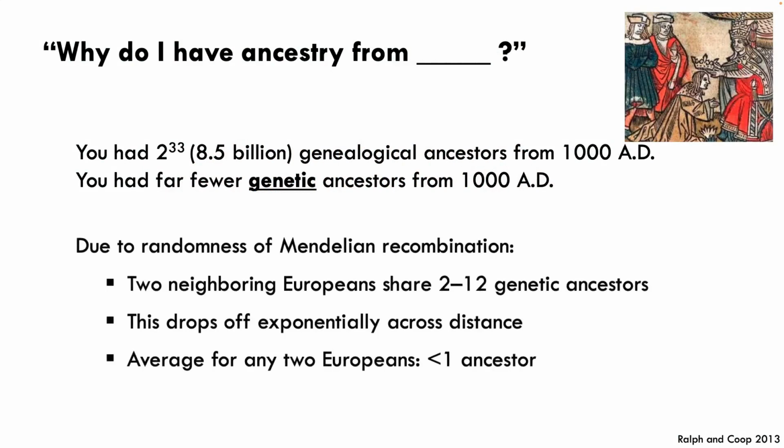So due to the randomness of Mendelian recombination, 2 neighboring Europeans share between 2 and 12 genetic ancestors, and this drops off exponentially across distance. The average for any 2 Europeans is less than 1 ancestor. And why is that? It's because they share more lines in close proximity. So 2 people who are closer together in space are more likely to have shared DNA simply because there is more gene flow occurring between neighbors.